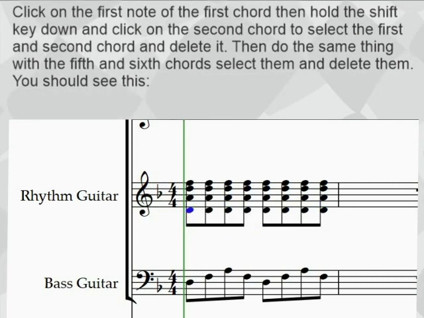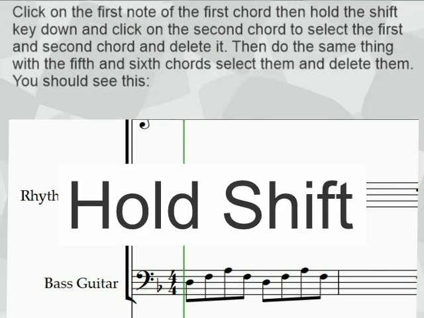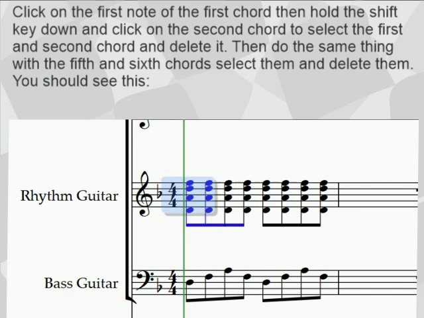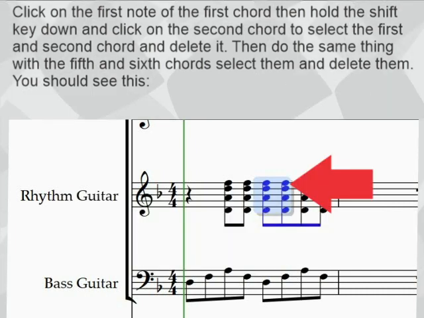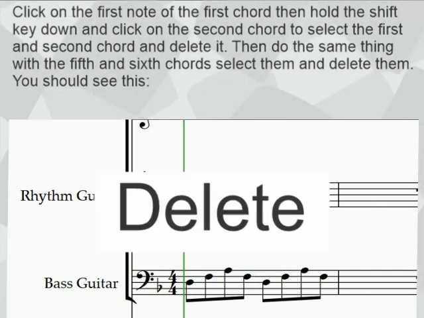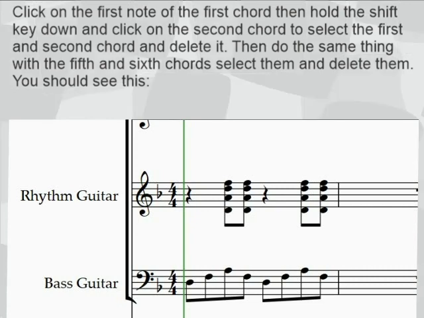Click on the first note of the first chord, then hold the shift key down and click on the second chord to select the first and second chord and delete it. Then do the same thing with the 5th and 6th chords, then select them and delete them. You should see this.